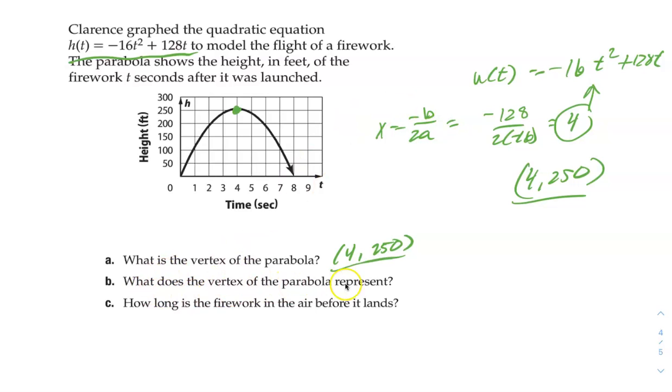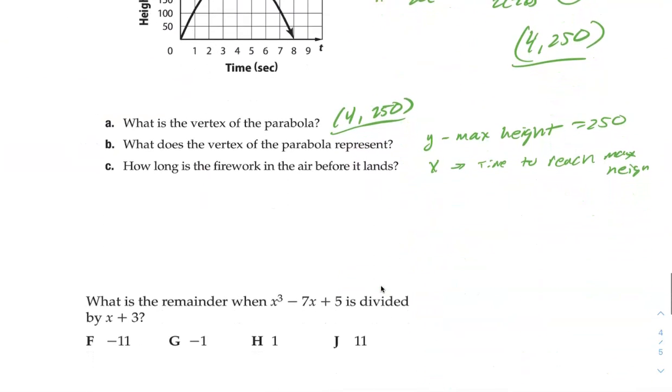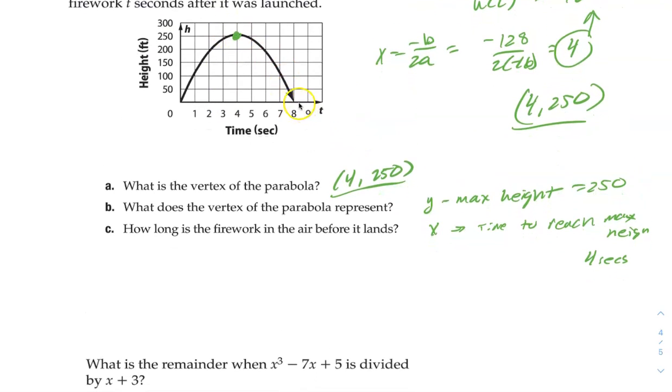What does a vertex on a parabola represent? Well, the y value represents the max height, which is 250. The x value represents how long it took to get there, the time to reach max height. So 4 seconds. It took 4 seconds to reach the max height, and the max height is 250. How long is the firework in the air before it lands? Based on the graph alone, 8 seconds, right? That's where it falls.